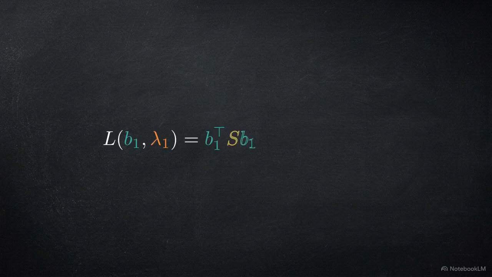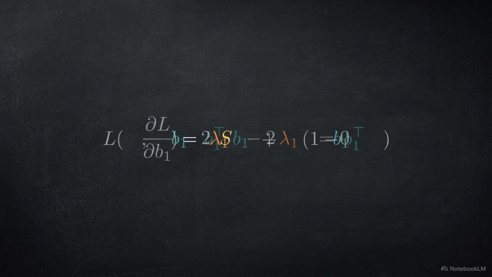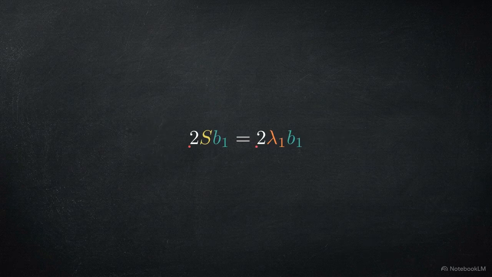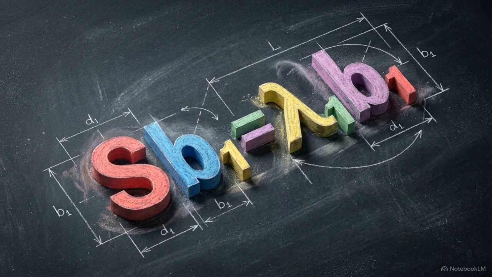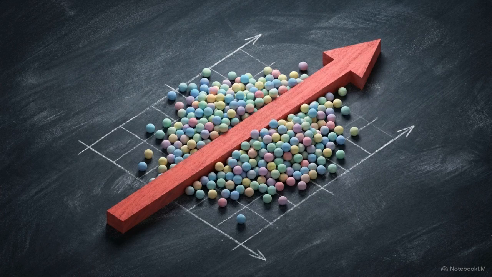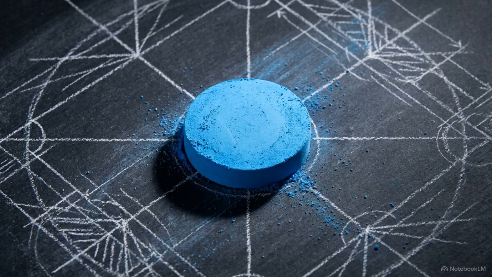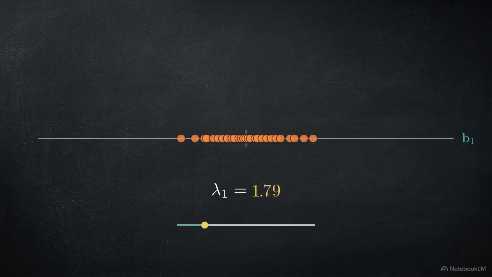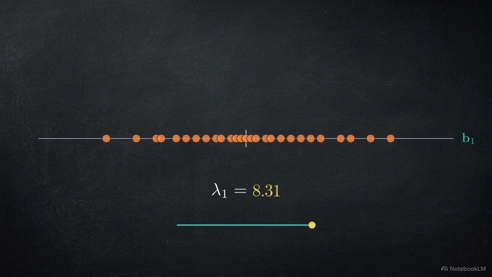We construct the Lagrangian by adding a penalty term for the unit length constraint to our variance objective. Taking the partial derivative with respect to B1 and setting it to 0 isolates the maximum, yielding the equality S B1 equals lambda1 B1. This final formula is the exact definition of an eigenvalue decomposition. The math proves that B1 is an eigenvector of the covariance matrix. It represents the absolute best directional axis for projection. The Lagrange multiplier, lambda1, is the corresponding eigenvalue. Its numerical value equals the total amount of variance successfully captured along that exact axis.